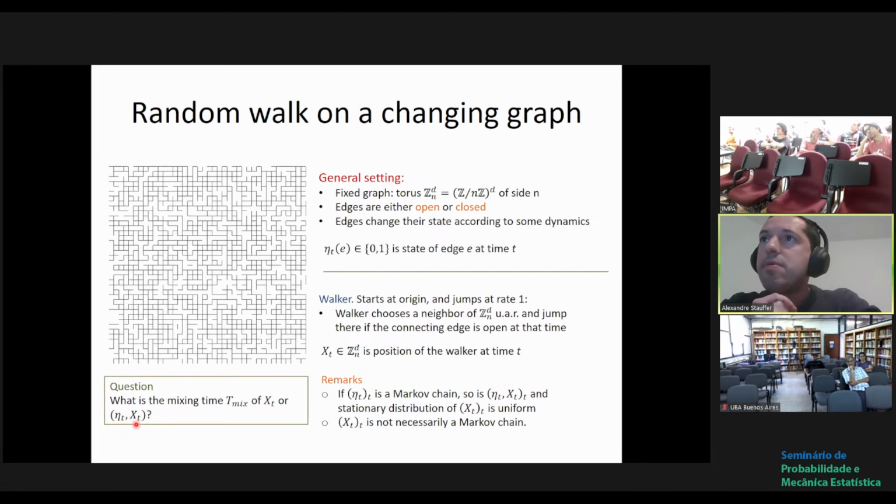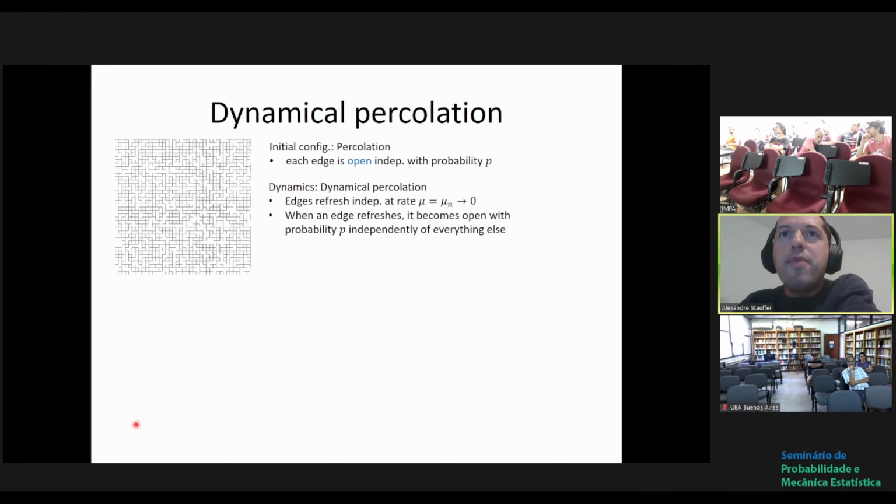Good. So that's the general model. The most simple example I could come up with of this is dynamical percolation for the environment. The walker is always going to be doing the same thing. The only change is that we're going to consider two environmental processes. The first is dynamical percolation.